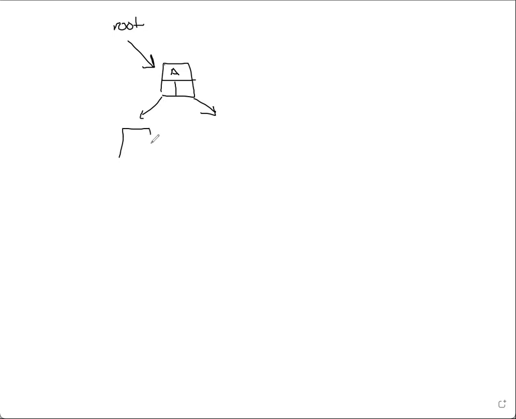We say that if a node has no children, it's called a leaf node. And we also talk about a parent, a grandparent, sibling, all those things. So in this case, B and C are both leaf nodes. A is the root node. A is the parent of B. B is the child of A, and B and C are siblings.